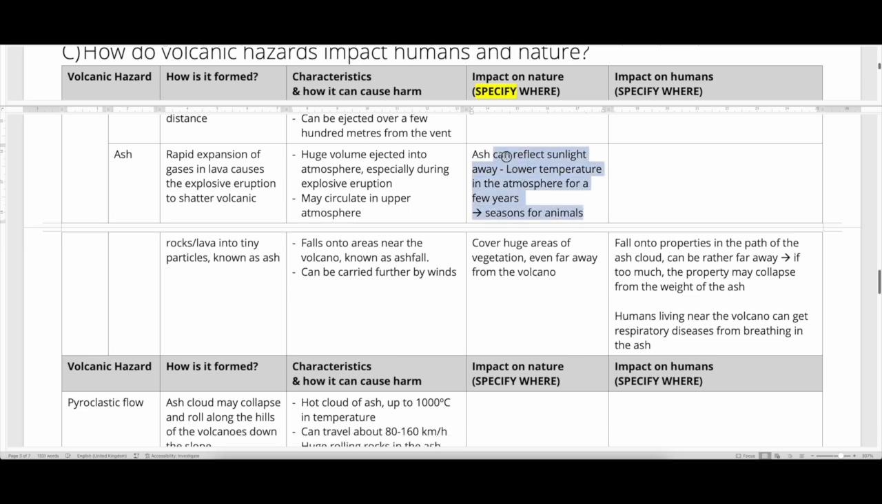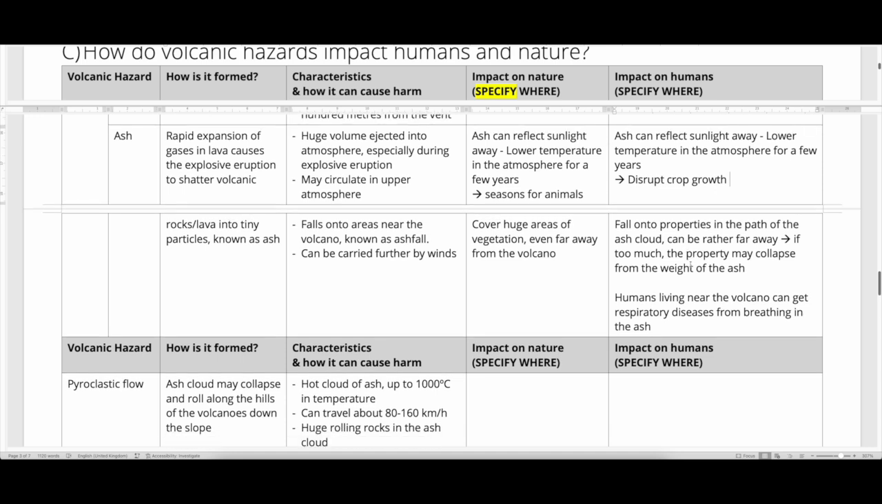Okay, likewise for humans, what happens is that it can actually disrupt your crop growth. Okay, so what happened when Krakatoa erupted, right? For a few years when the ash was circulating in the atmosphere, the temperature lowered so much that the summer was too cold, so the crops couldn't really grow well during that period of time. Okay, in Europe and North America.